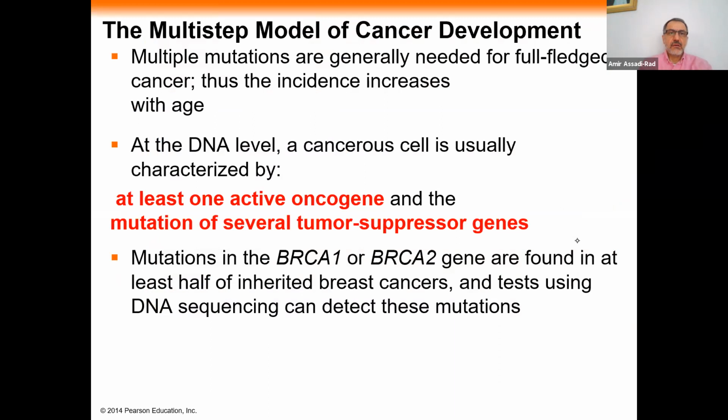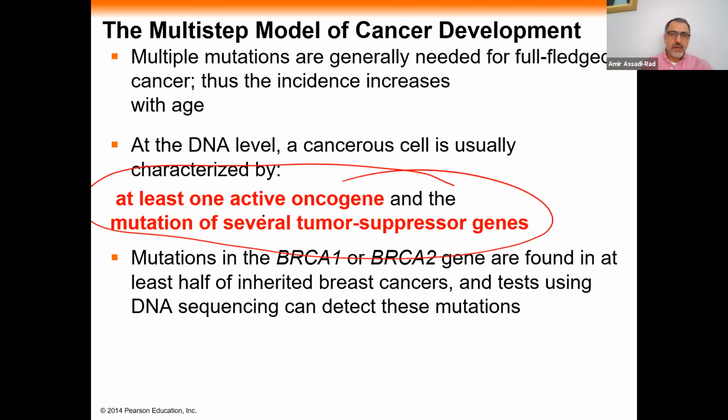The multi-step model of cancer development: as I said, cancer is just multiple things. It's not just one thing. Multiple mutations are generally needed for a full-fledged cancer. Thus, the incidence increases with age, of course. And at the DNA level, a cancer cell is usually characterized by at least one active oncogene and the mutation of several tumor suppressor genes. Right, that's a key thing.